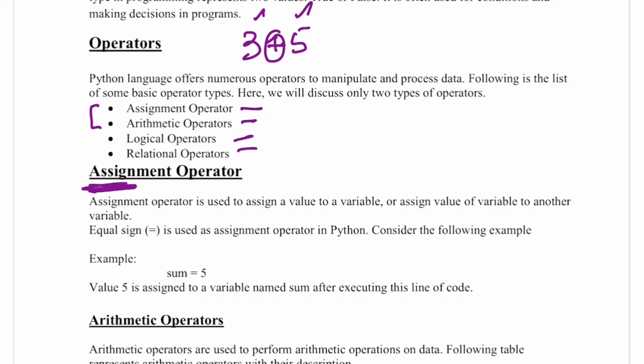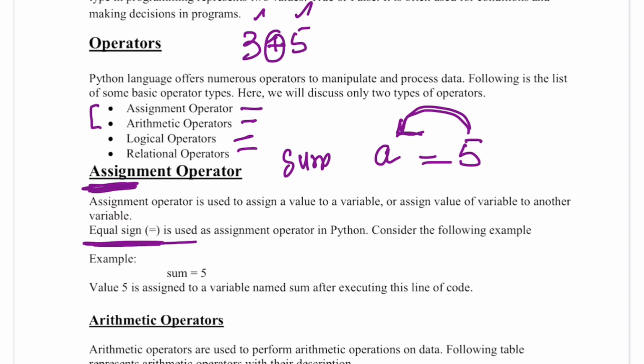So assignment, from the word, remember, assign, to give a value, to appoint a value. So I have a variable called sum, or I have a variable called a. I want to store the value 5 in a. For that, I just need to use an equals to sign. The value of 5 will be stored inside the variable called a. So this is my assignment operator. You should remember the symbol. The equals to sign is the assignment operator in Python.